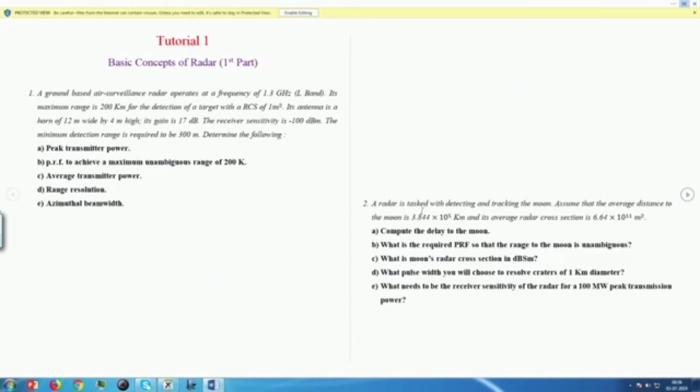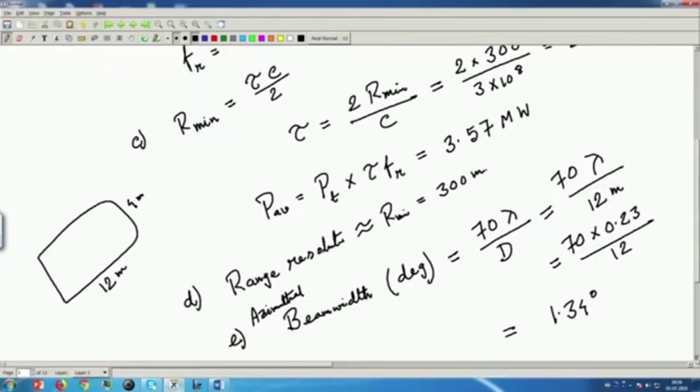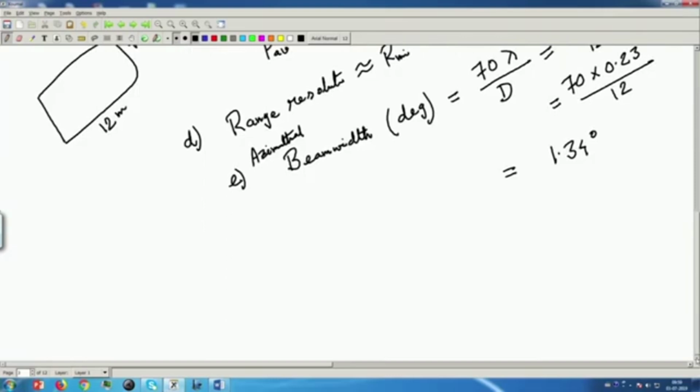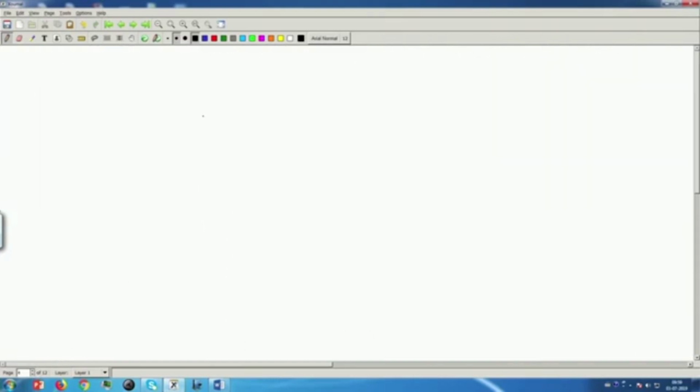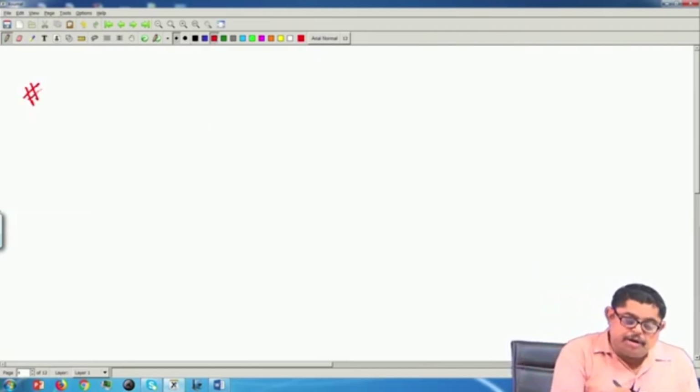How to solve? Again, I think you understood that we will have to go to the radar range equation. So, now I will start with problem number 2.